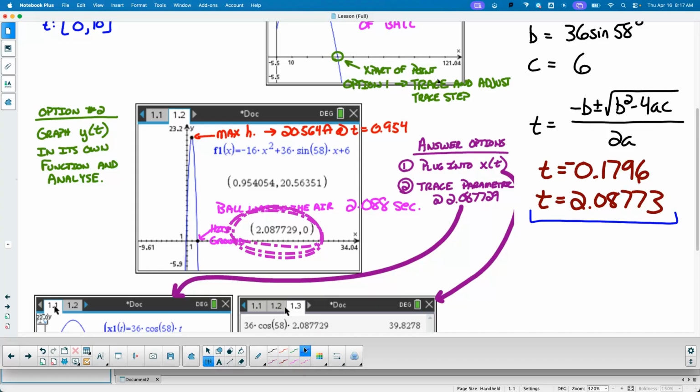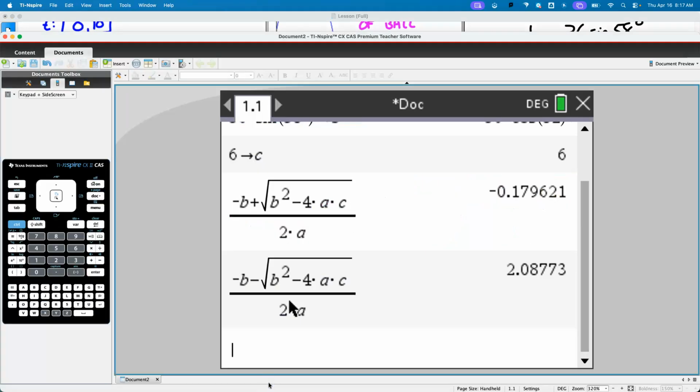That's my 5 day. Okay. So we need to plug that into x of t, right? Okay. So here now, again, I have a couple of options. My first option is I could store this value, 2.08773. I can store that value as my t value.